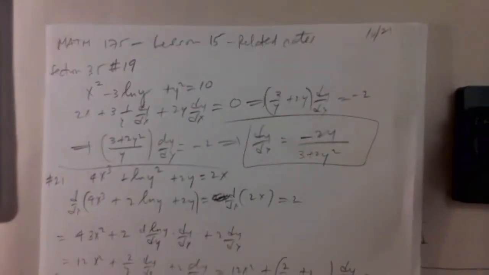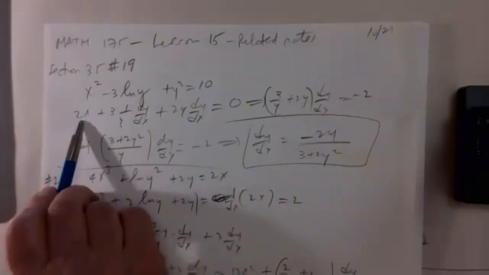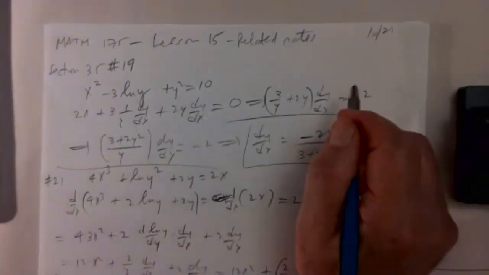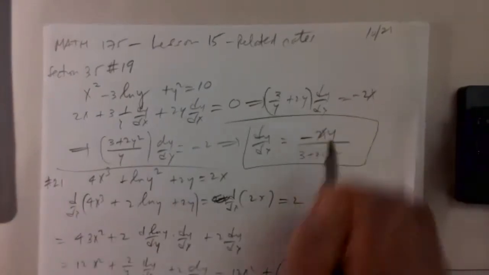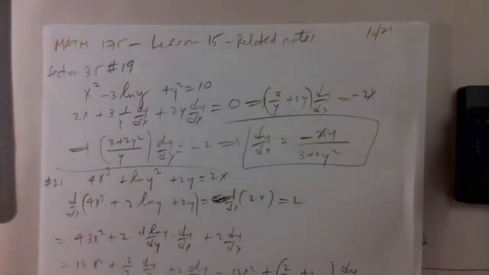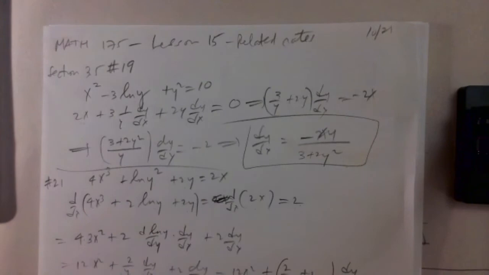Won't it be negative 2x and not negative 2? Oh, yeah, when I brought it over, it should have been 2x. Thank you. I just took this 2x and moved it to the other side of the equation.